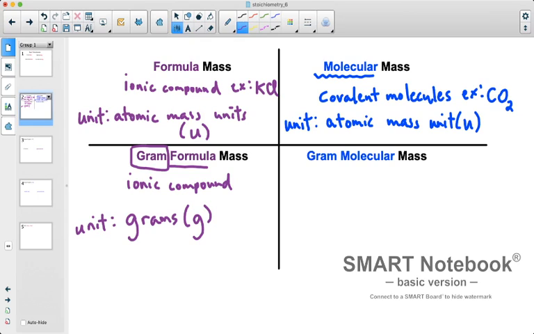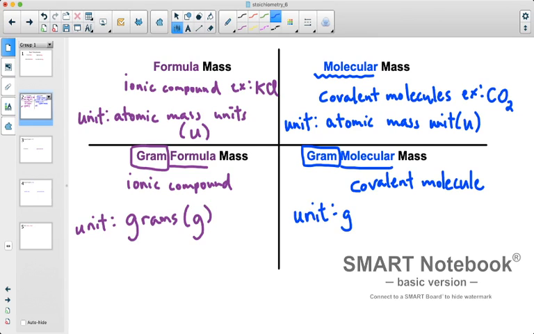Now the same deal with gram molecular mass. Molecular implies that it's going to be a covalent molecule. However, we have that word gram in front. So that means that the unit is no longer atomic mass unit, but rather grams. And it's still going to be the same abbreviation, just a lowercase g.